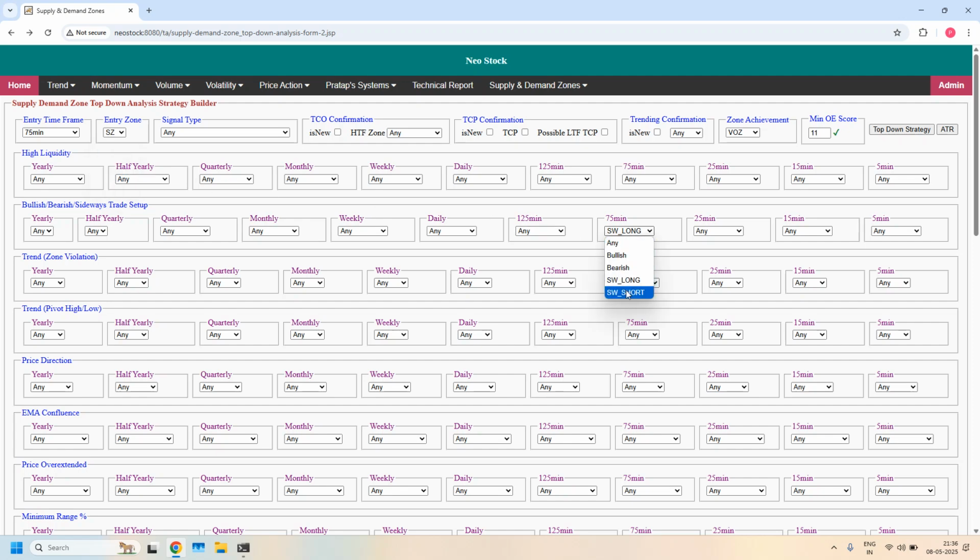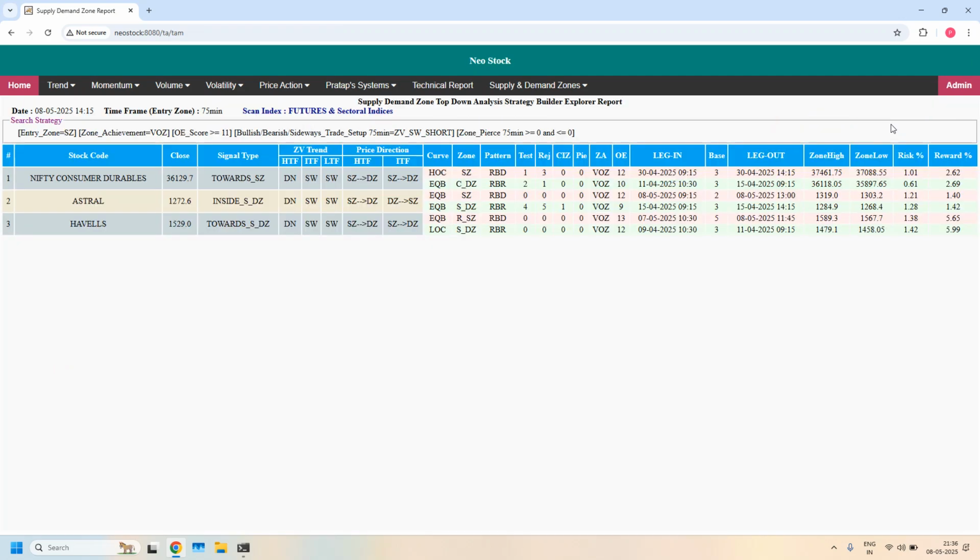Okay, sideways short trade setup, entry zone, supply zone. And here at 75 minutes, I am selecting sideways short. Remaining all three filters are this time applied to 75 minutes supply zone. So we got 3 stocks supporting sideways short trade setup. This is for monthly income trade.